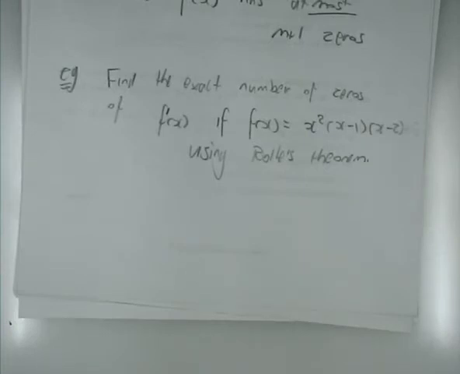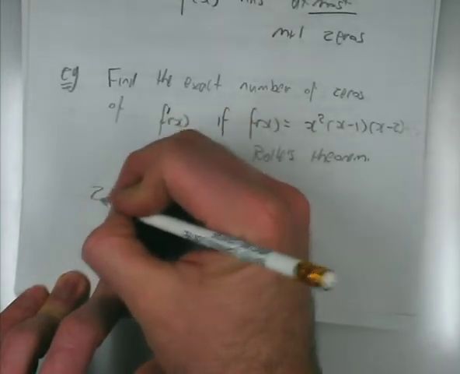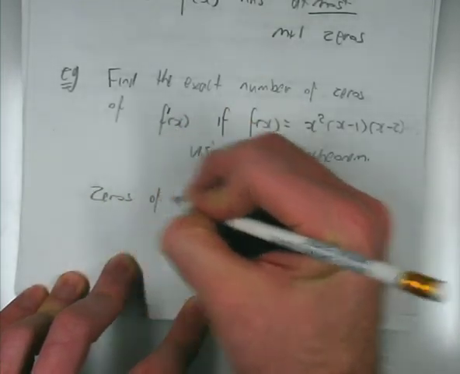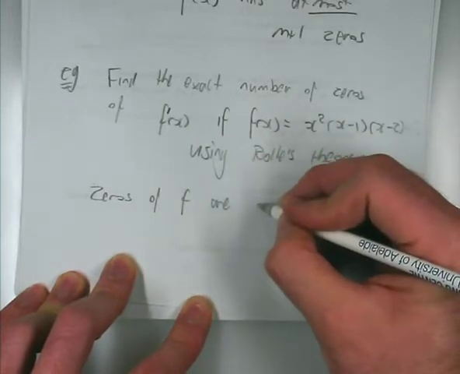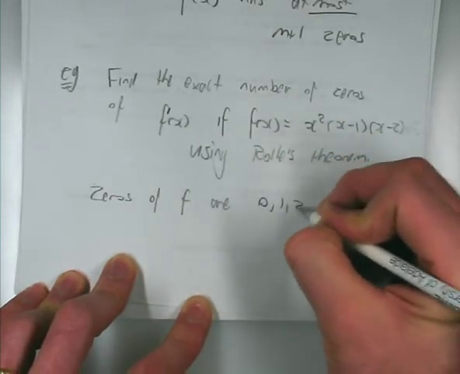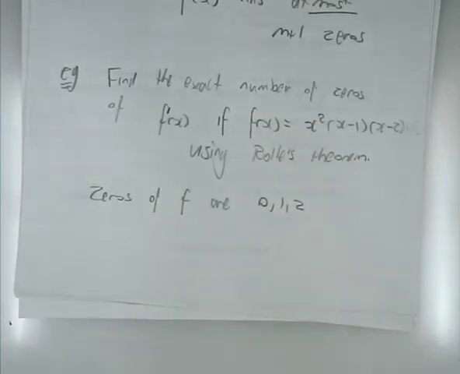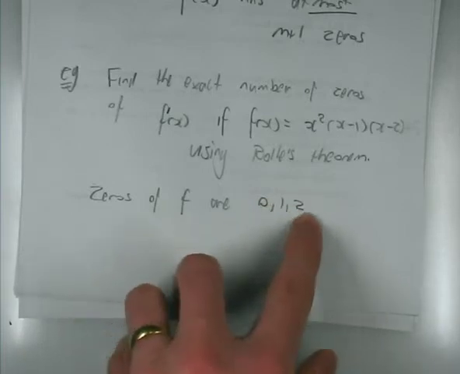But if I'm going to use Rolle's theorem, the first thing I need to know is about the zeros of f. The zeros of f are 0 and 1 and 2. It has 3 zeros. That means that according to Rolle's theorem, f dash must have 2 zeros at least. One between here and here, and one between here and here.